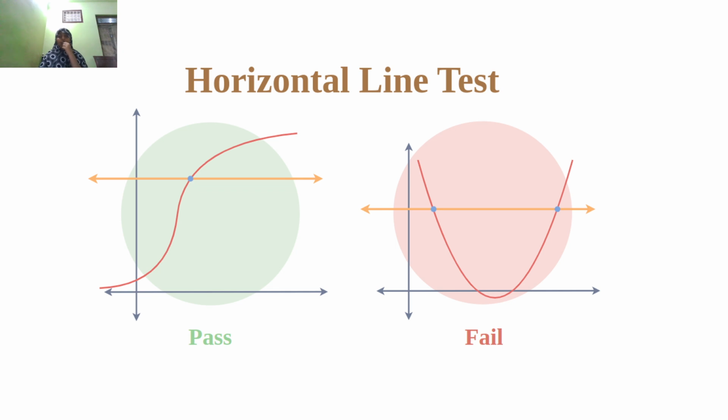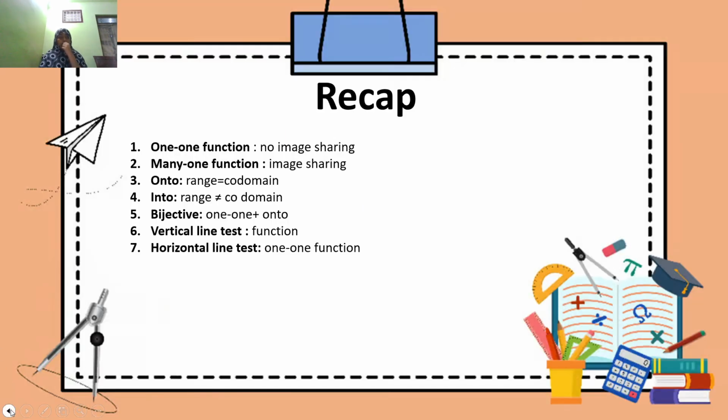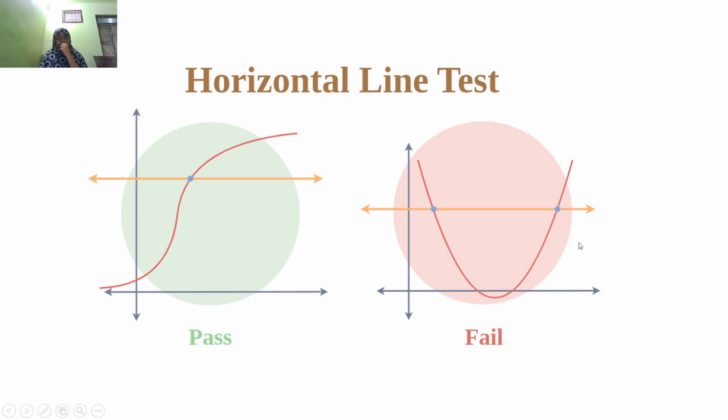Why is it not a one-one function when it is cutting more than once? When we draw a horizontal line, it means that for one y value, if it is cutting more than once here, see here in the red diagram, there are 2 x values mapping to one y value. You can see this point and this point are mapping to the same y value, that is image sharing. So therefore it is not a 1-1 function.